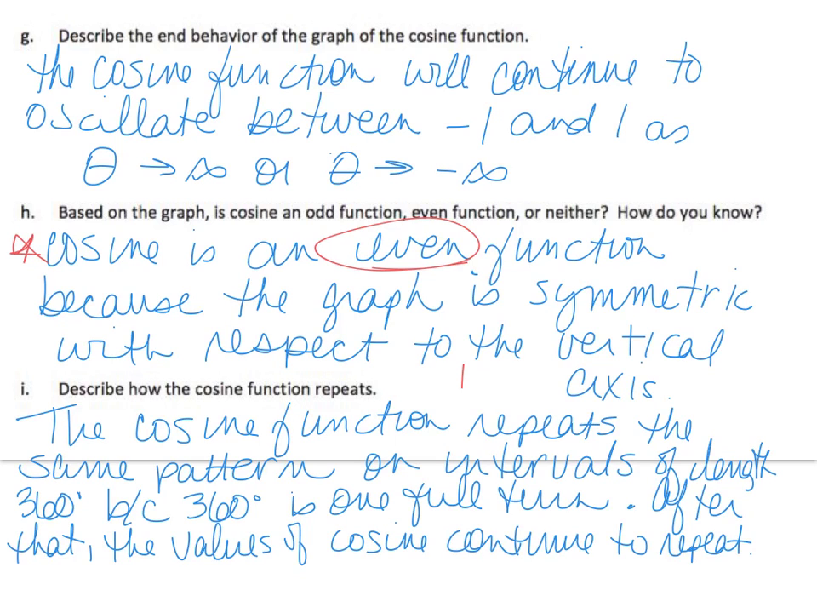If you remember, sine went like this, and cosine goes like that. Not bad. So it's considered an even function. The cosine function repeats the same pattern on intervals of length 360 degrees because 360 degrees is one full turn. After that, the values of cosine continue to repeat, just like sine.